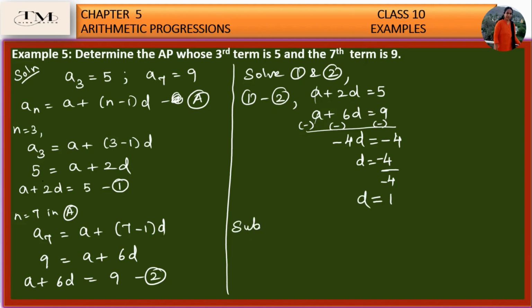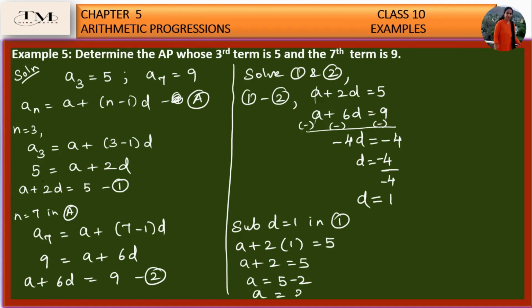So then we can substitute D is equal to 1 in any equation. I am going to substitute in the first equation. So the first equation is A plus 2D, D is 1, equal to 5. So A plus 2 equal to 5. Then A will be equal to 5 minus 2. Plus 2 will become minus 2 when the side changes. Then A will be equal to 3. So we got A and D. A is 3 and D is 1.